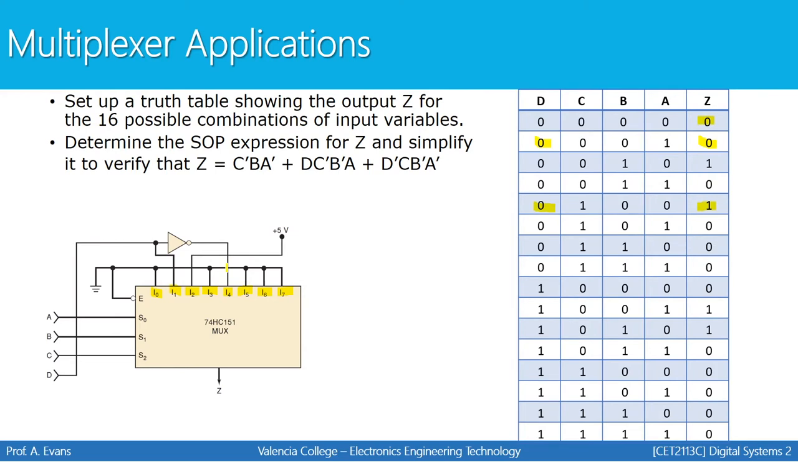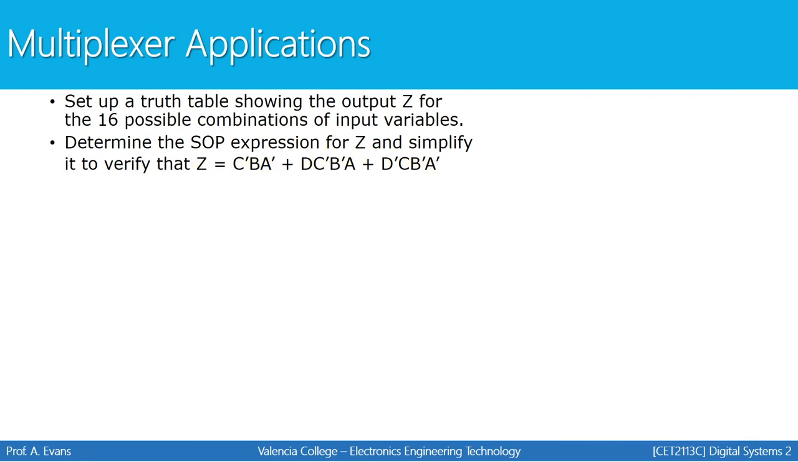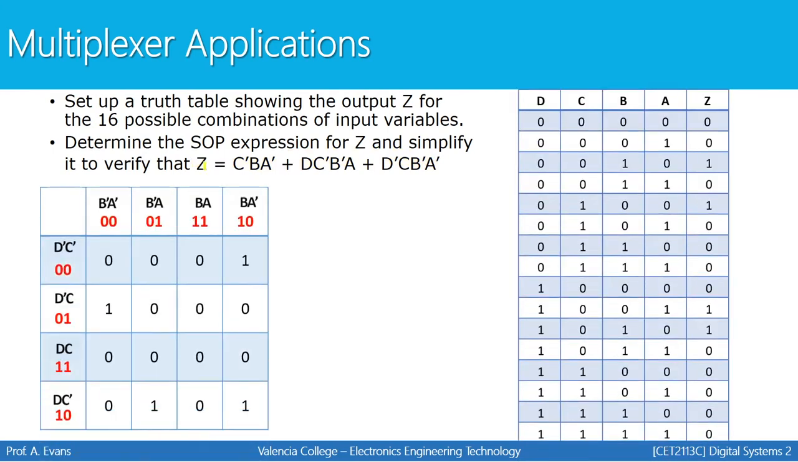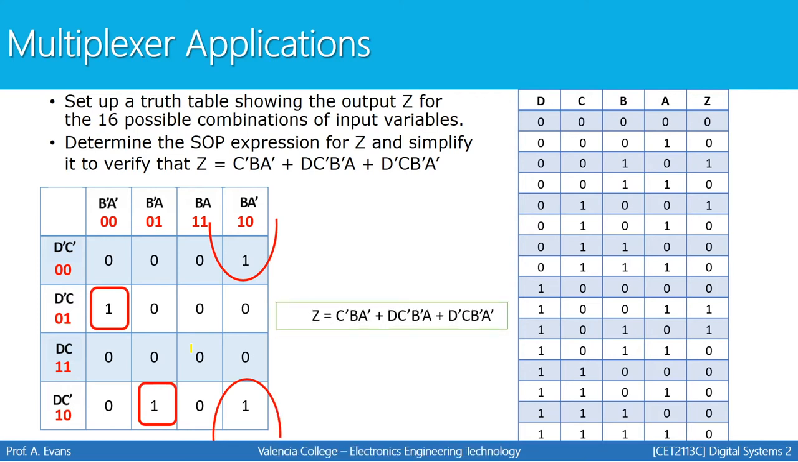Now that we have a truth table, how can we use that to prove this MUX implements this expression? I would say make a K-map and write the expression for the output. If this truth table matches this expression, my K-map should show me that. So let's see if it does. I have a pair of ones right there. I have a single one right there. And a single one right there. If I write the expression for those three circles, I do indeed get what I started with.